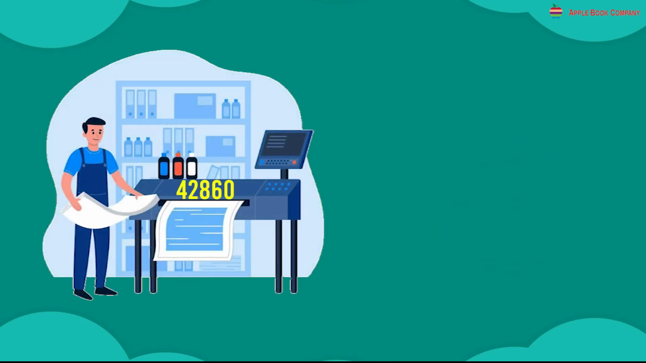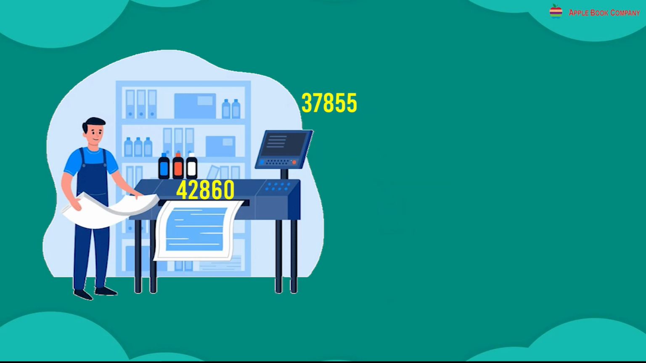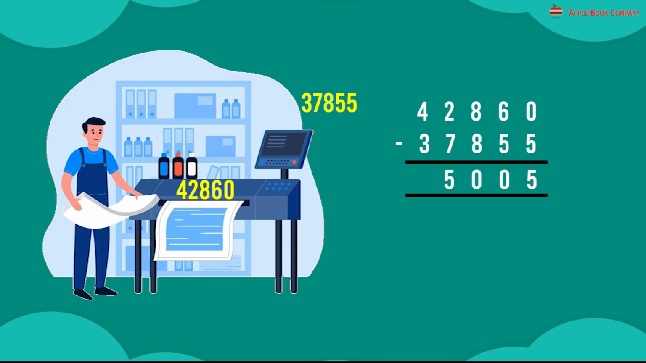Let's see the next question. The Moonrise printed 42,860 copies of a magazine in a year. Of these, 37,855 copies were distributed. How many were not distributed? So the answer would be subtracting 37,855 from 42,860. The answer has to be.